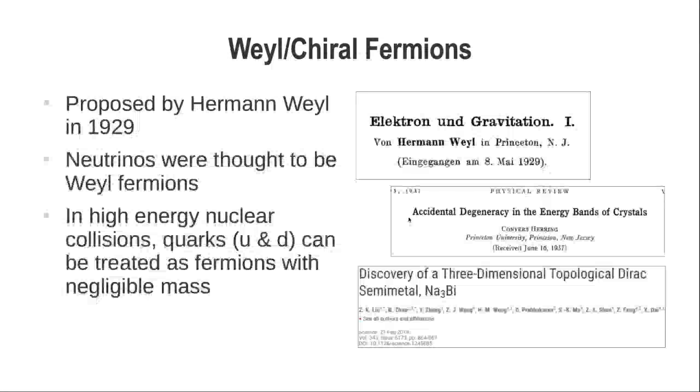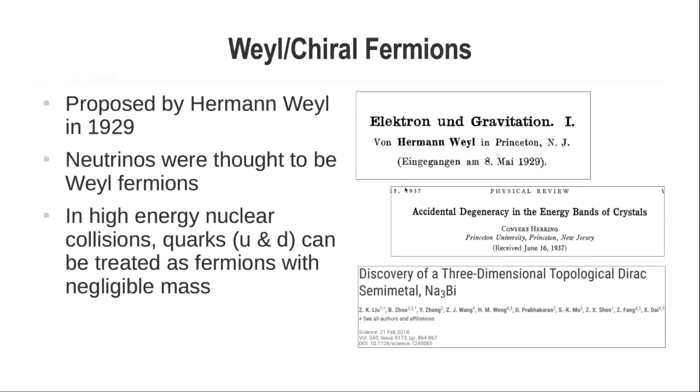And in nuclear collisions, if the energy is high enough, the light quarks, U and D quark, can be treated as Weyl fermions because the mass becomes irrelevant. So even though neutrinos turned out not to be Weyl fermions, they are still used in high energy physics in the context of nuclear collisions. But they also developed in a slightly different direction.